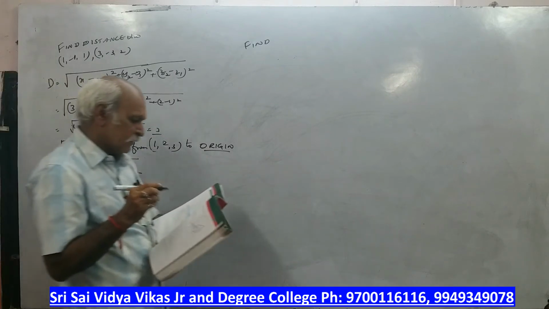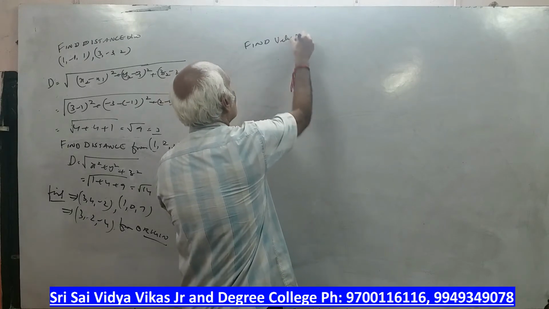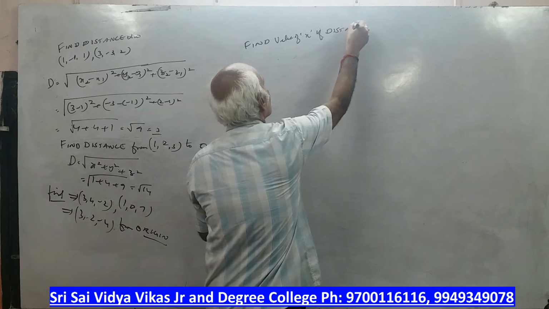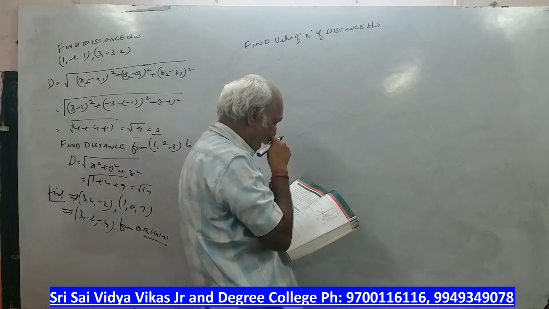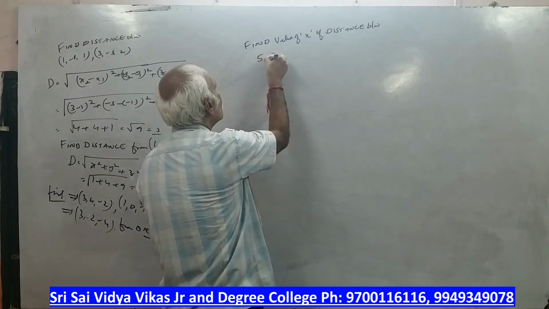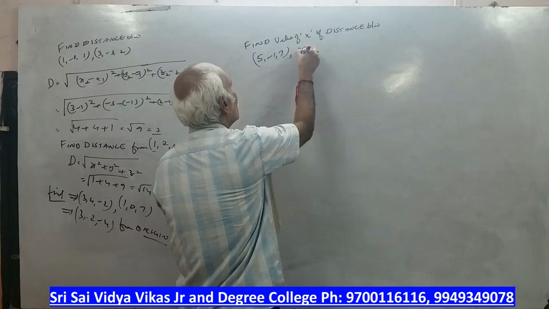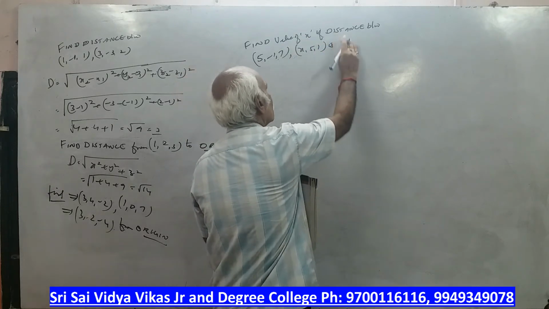Okay, next. Find the value of x if the distance between 5 comma minus 1 comma 7 and x comma 5 comma 1 is 9 units.